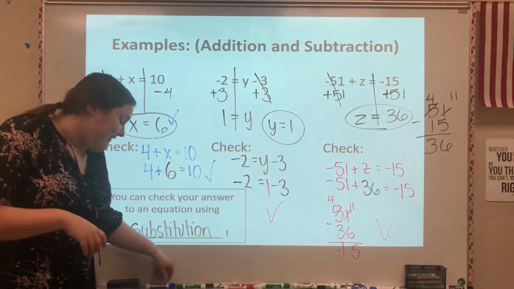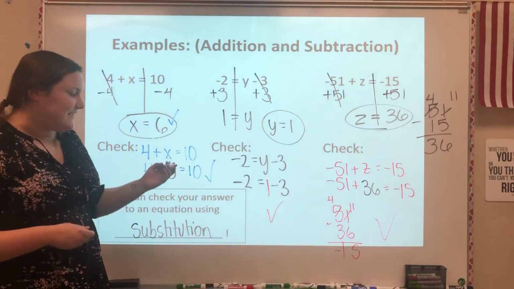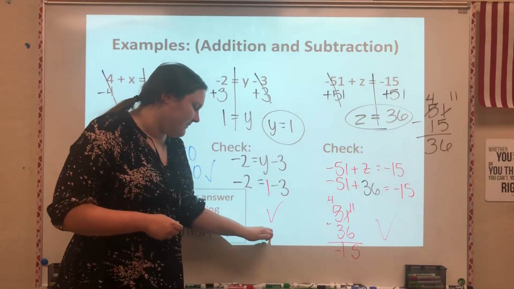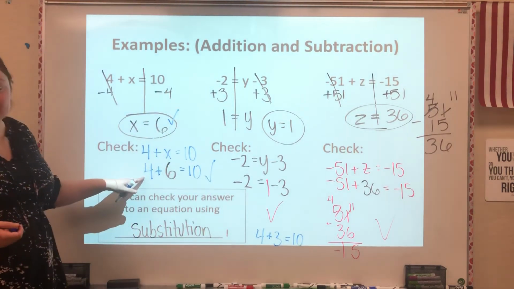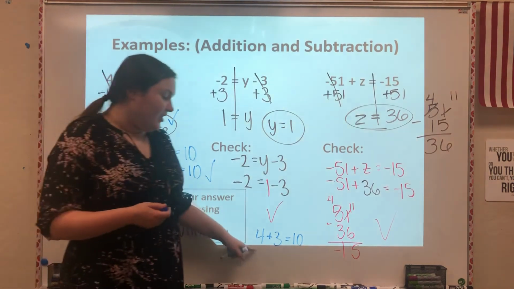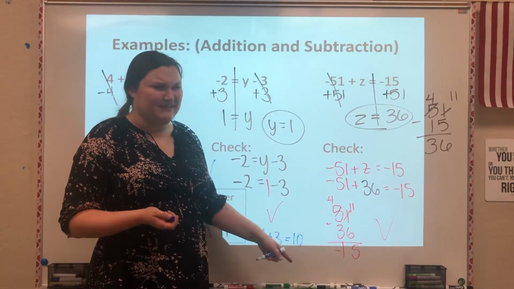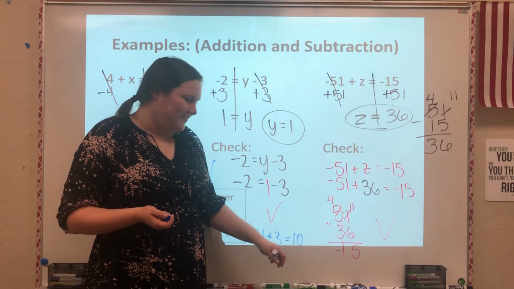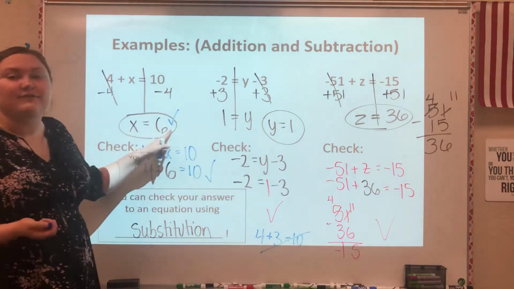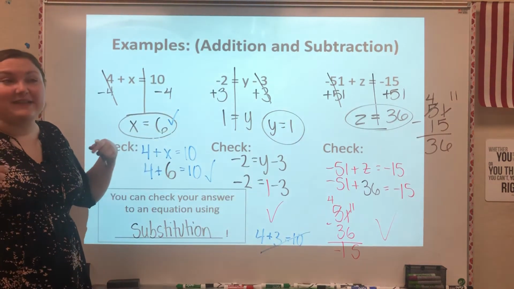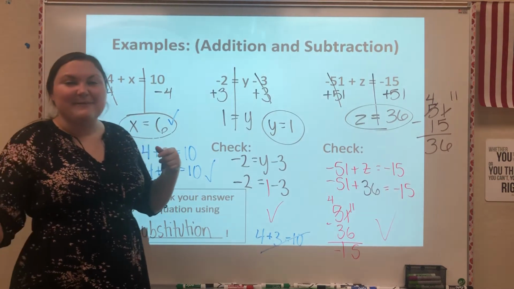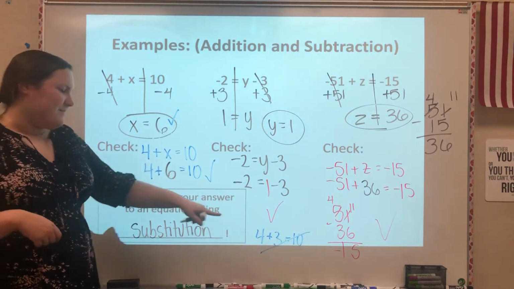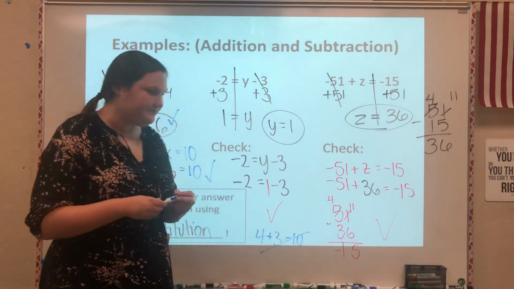If I went to substitute and it said something like 4 plus 3 equals 10 instead of 4 plus 6 equals 10. Well, when I look at that and check the math, 4 plus 3, well, that's not 10. That's wrong. That would tell me that I didn't find the correct number. And so that would let me know, well, hey, I need to go back and see, did I do the wrong step? Did I make a silly mistake? Why am I getting something here that's not true?